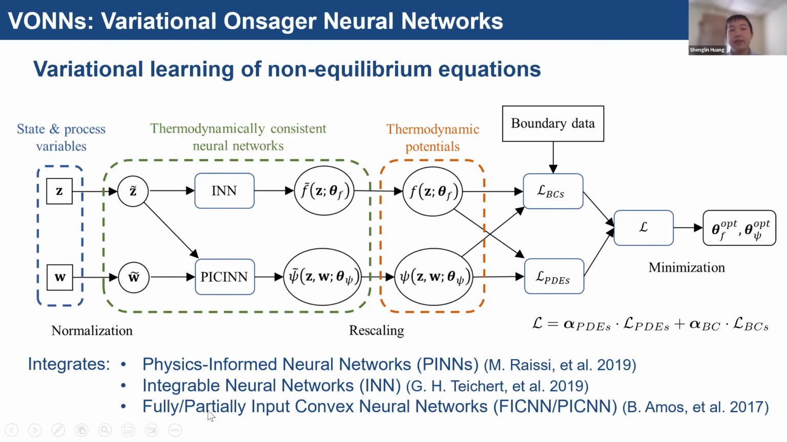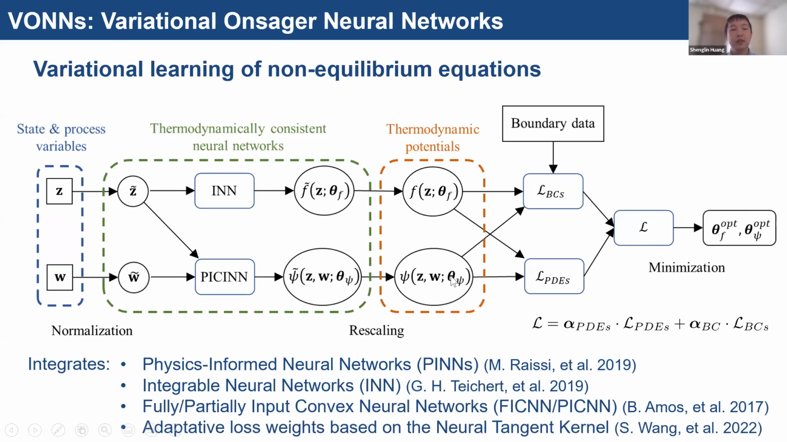Next is the fully or partially input convex neural network. This is because when we apply the second law of thermodynamics, we want the dissipation potential to be convex on W. Finally is the adaptive loss weights developed by Professor Ponticaris. This one is used to tune the loss weight automatically, and it can largely increase the robustness of the training process.